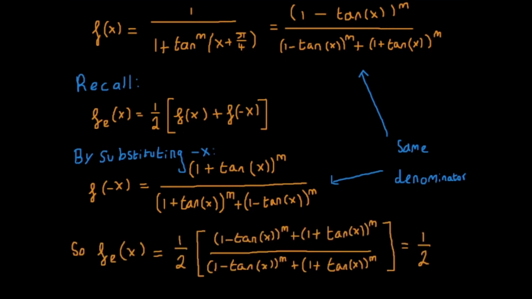When we combine the two of them together and multiply by a half, we see that the numerator and the denominator are the same, equal to 1. So f e of x is equal to a half, which I think is very convenient, which is why I chose this question. But it's quite cool that we've reduced this function, which looks very complicated, into just a half.